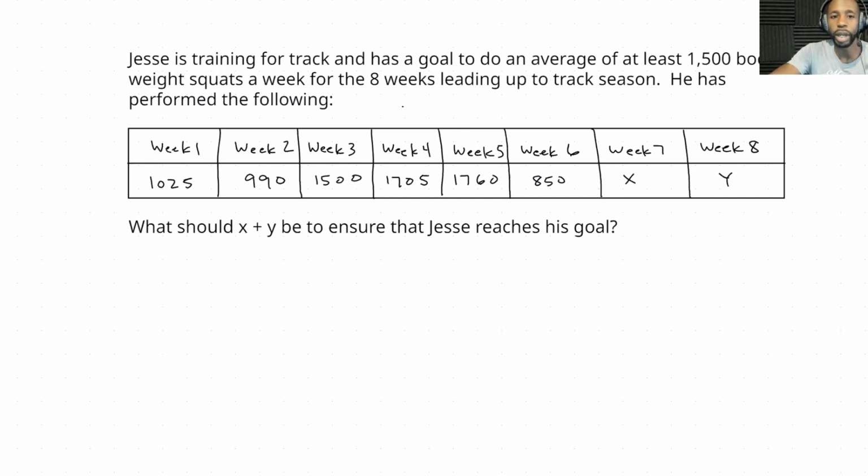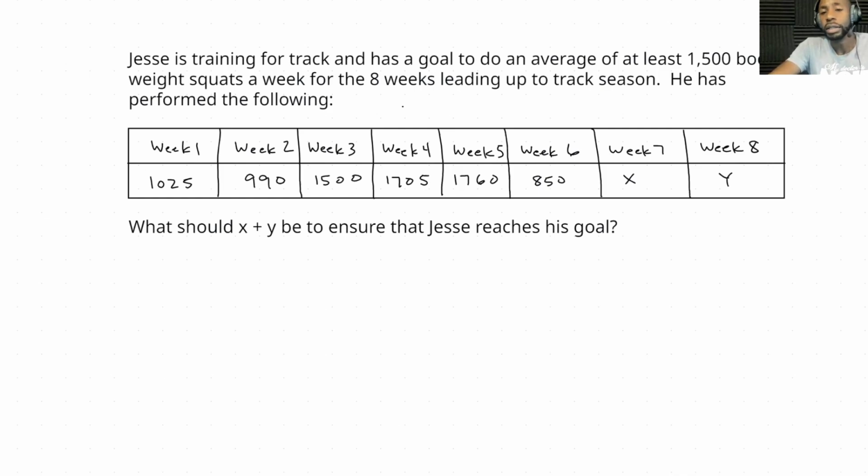All right, Jesse is training for track and has a goal to do an average of at least 1,500 body weight squats a week for the 8 weeks leading up to track season. He has performed the following. And so we see here how many squats he's done for weeks 1 through 8. You notice week 7 and 8, we don't know the exact number. We just have variables there. What should X plus Y be to ensure that Jesse reaches his goal?